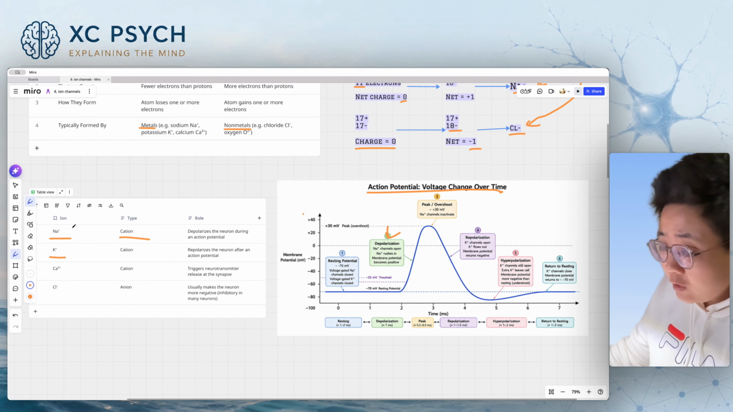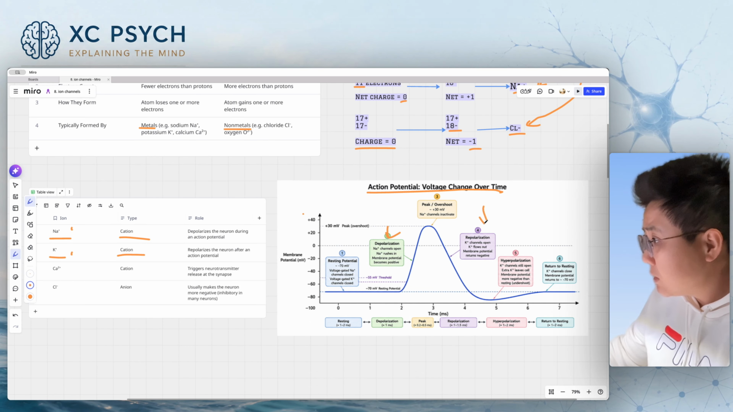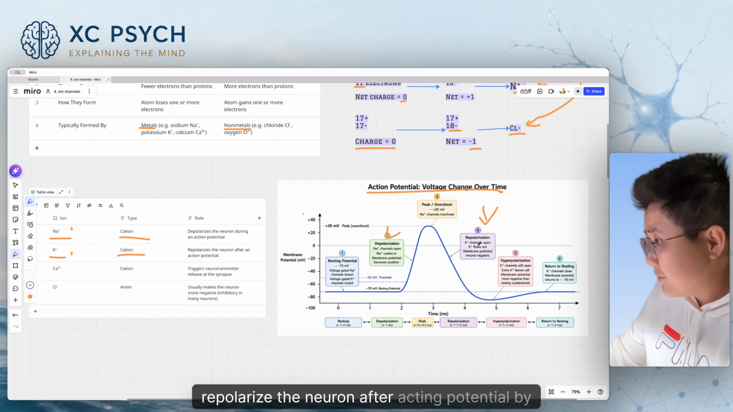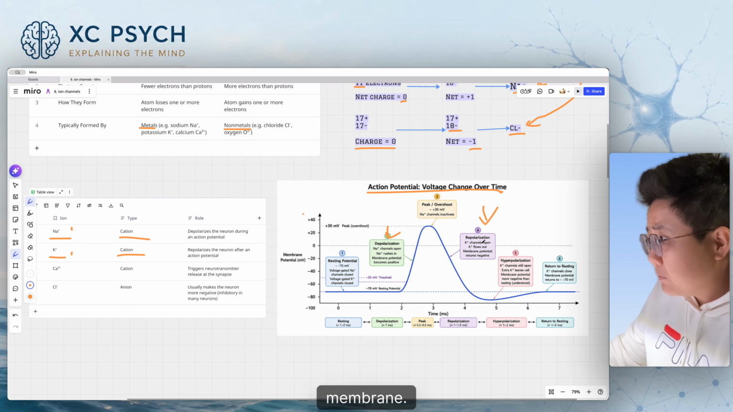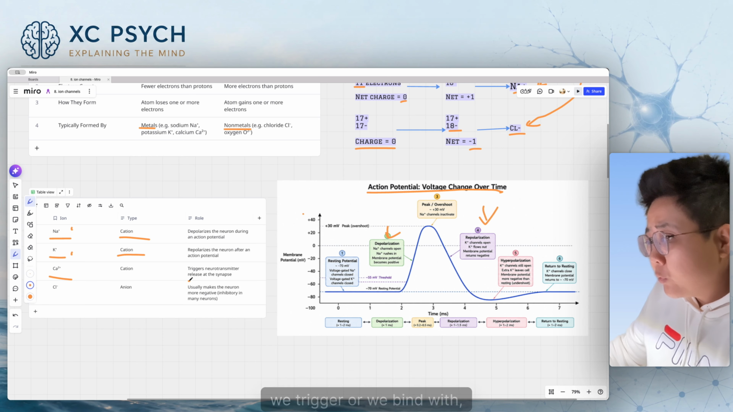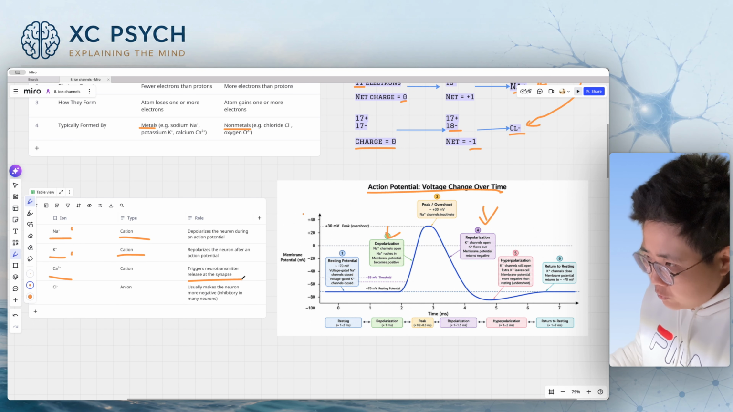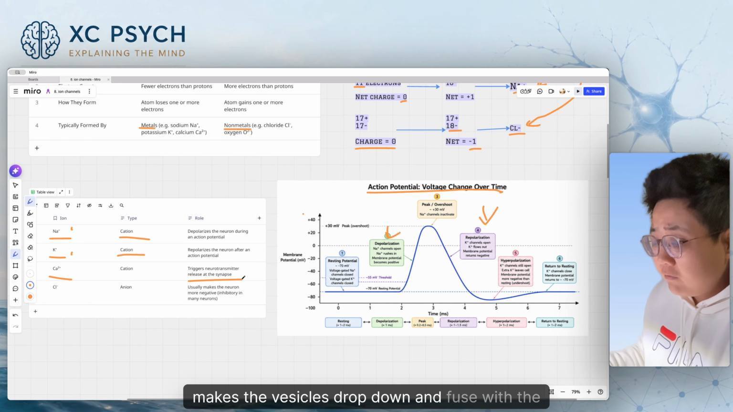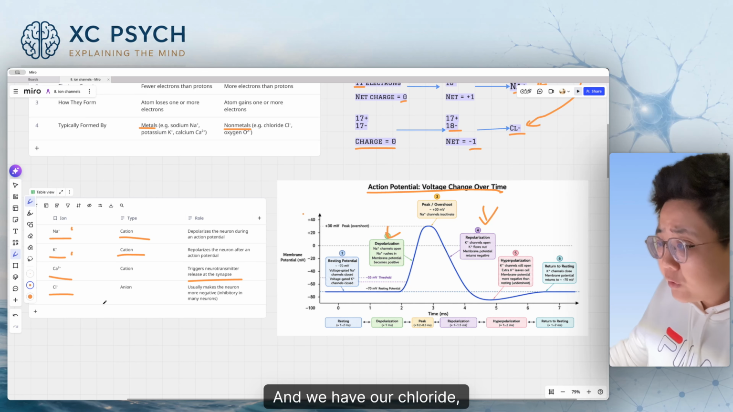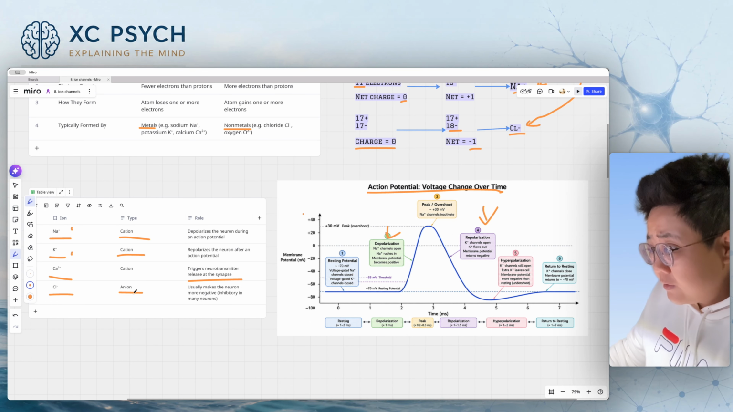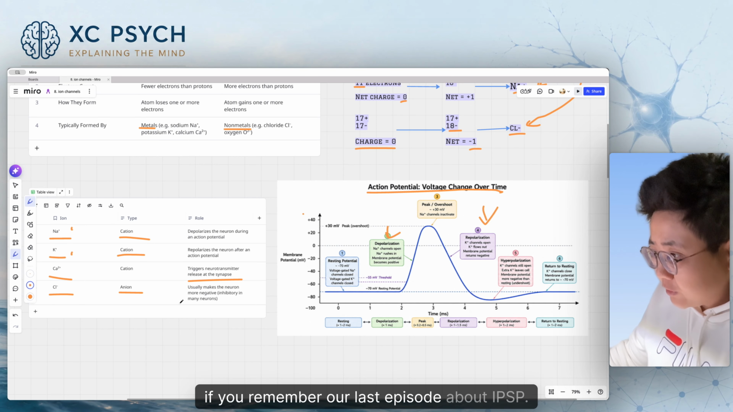We have our potassium. Remember salty banana, which is also a cation. It helps repolarize the neuron after action potential by leaving the inside of the neuron through the membrane. And we have calcium. Remember, it binds with vesicles and makes the vesicles drop down and fuse with the membrane and release the neurotransmitters. And we have our chloride, which is an anion, usually makes the neurons more negative. If you remember our last episode about IPSP.